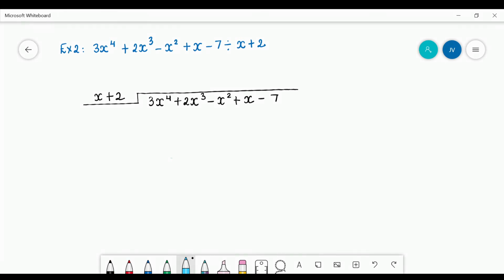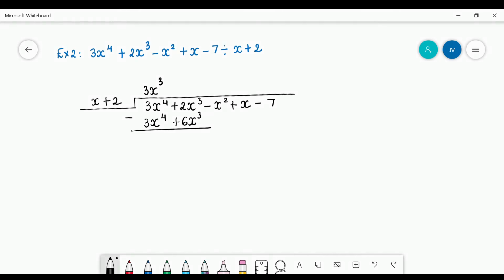We divide 3x power 4 by x. We get 3x cubed. Now we multiply 3x cubed by x plus 2. We get 3x power 4 plus 6x cubed. We subtract. 3x power 4 minus 3x power 4 is 0. And 2x power 3 minus 6x power 3 gives minus 4x power 3.